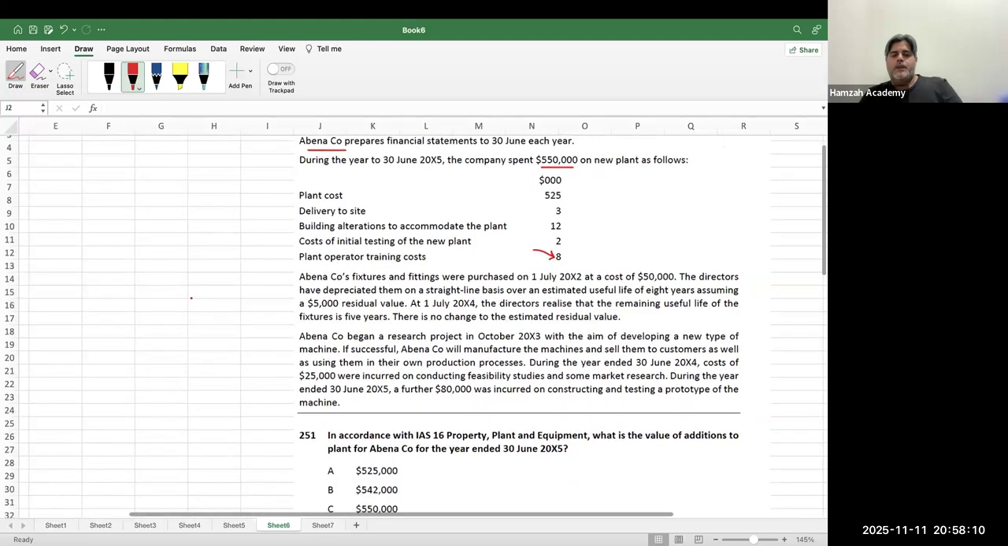Now, Abina Company's fixtures and fittings were purchased on 1st July 2022 at a cost of 50,000. The directors have depreciated them on a straight line basis over an estimated useful life of 8 years, assuming a 5,000 residual value. At 1st July, the directors realized that the remaining life of the fixture was 5 years. Okay, there is no change in the estimated residual value. So life has been revised over here.